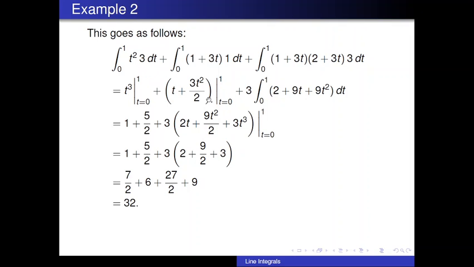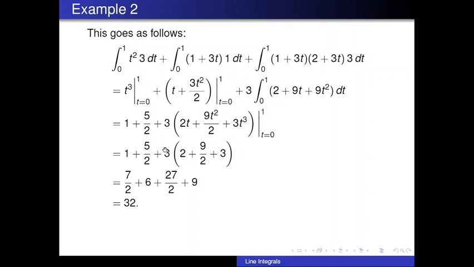Let's evaluate these first two at 0 and 1 and take the difference. We get 1 for the first one. And for the second one, I think we get 1 plus 3/2, which is 5/2. And now let's take care of this last integral. We have 3 on the outside times 2t plus 9/2 t squared plus 3t cubed. Very nice. So we can evaluate this at 0 and 1 and take the difference. And we'll have still 1 plus 5/2 left over from the first part. And then it's really this last expression that we're evaluating at 0 and 1.